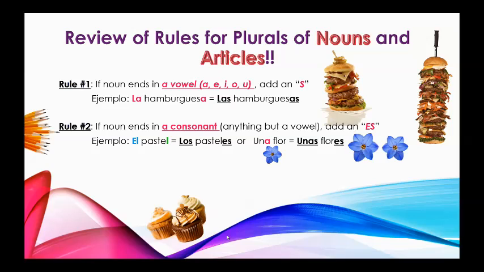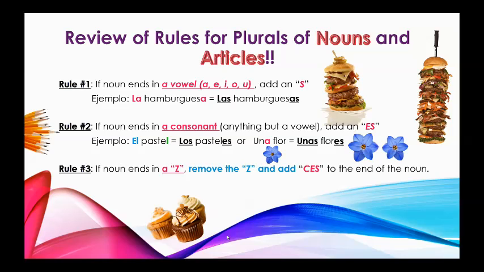Or, for a feminine example, una flor, which is a flower, will change to unas flores because una changes to unas for some, and flor ends with an R, which is also a consonant, so we add ES. Unas flores, now we're saying some flowers or a few flowers.